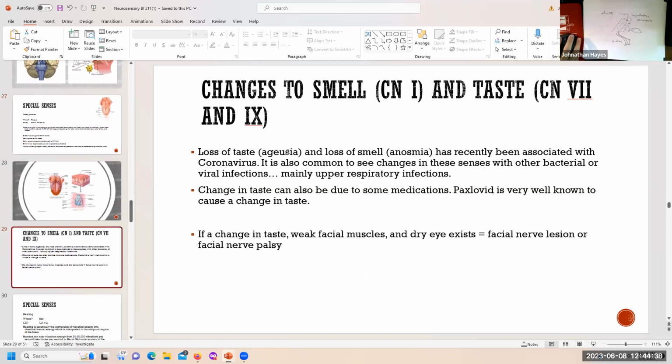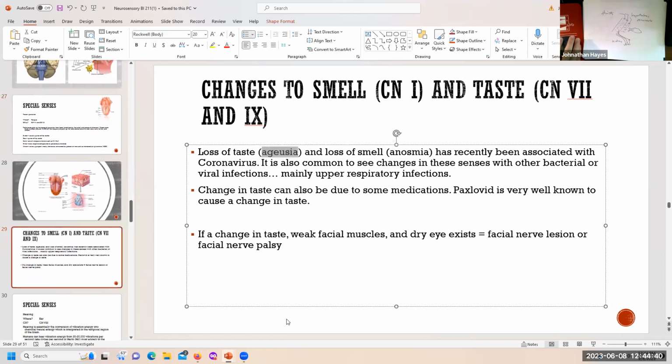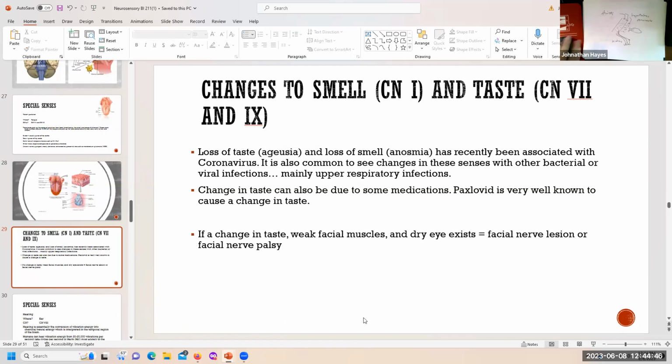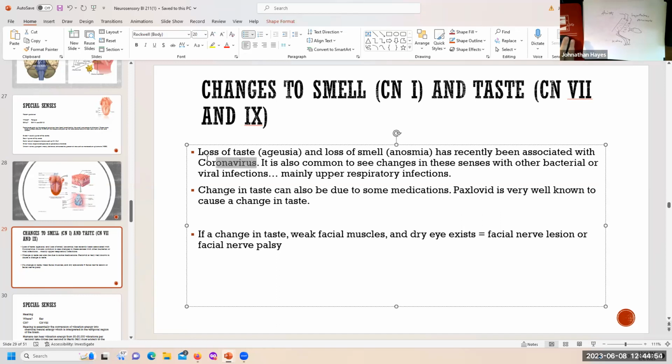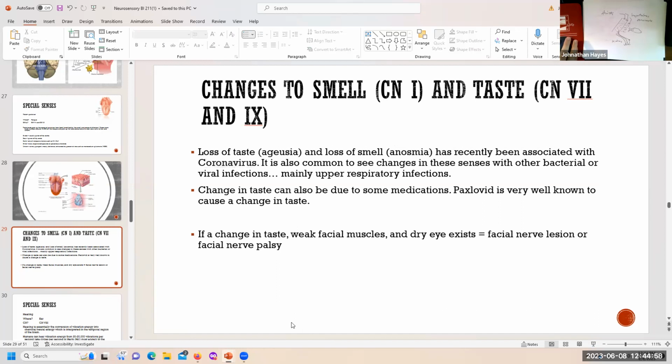So we might call that ageusia, right? Loss of smell, anosmia, right? So that has come up more recently now, like you never probably would have heard these words before until COVID came along. And then the first variant of COVID, I think these were some of the main symptoms, right? Or the first strain of COVID was loss of taste, loss of smell.